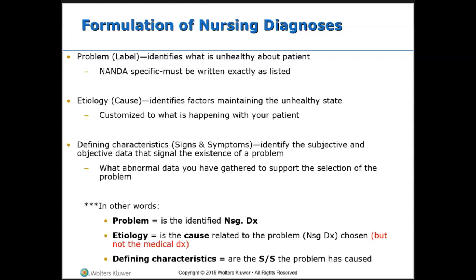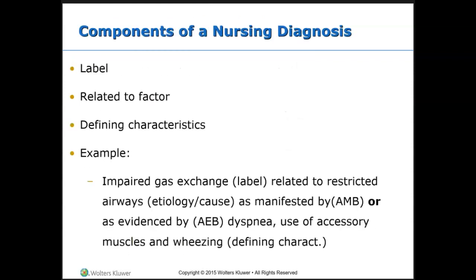The third part of this is the defining characteristics, or what we call the signs and symptoms that your patient is displaying or telling you that supports the labeling of the problem of the nursing diagnosis. So again, components of a nursing diagnosis, we have the label, related to factor, the defining characteristics. So again, you want to label your nursing diagnoses as such.